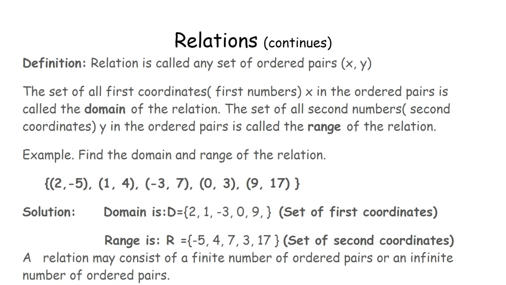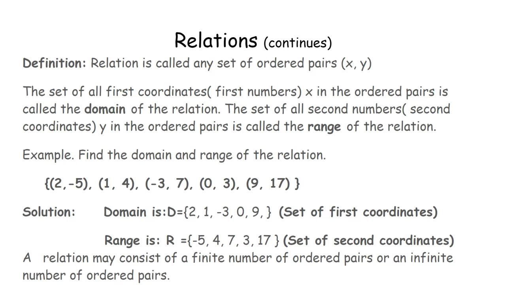Example: find the domain and the range of the relation, which is represented by the set of ordered pairs (2, -5), (1, 4), (-3, 7), (0, 3), (9, 17). Solution. The domain is the set of numbers consisting of 2, 1, -3, 0, 9. The range is the set of second coordinates, which consists of the numbers -5, 4, 7, 3, 17.